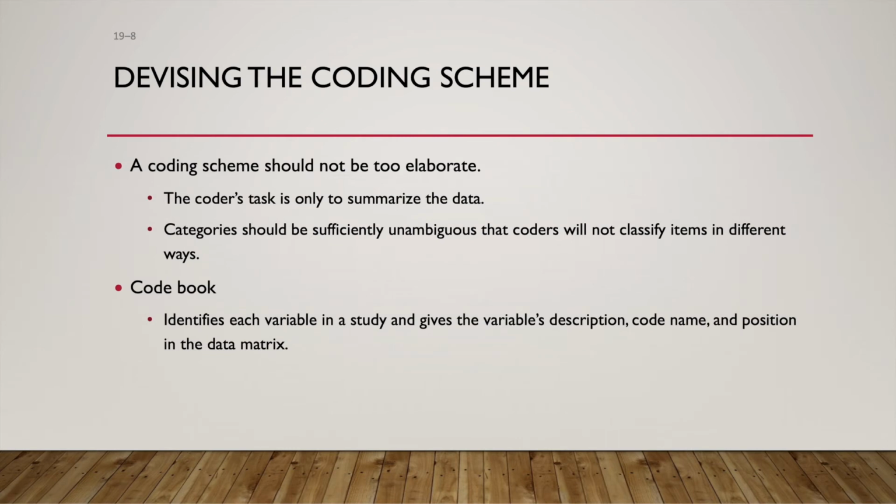A coding scheme should not be too elaborate. Now, your task, as you see here, is just to summarize the data. I did not go in and overthink any of these responses. In fact, I had to discipline myself to just write down what they're saying. I didn't embellish, I didn't add to it. All I did was make sure that what they said I wrote down and put it in that category and coded it. Categories should be sufficiently unambiguous that coders will not classify items in different ways.